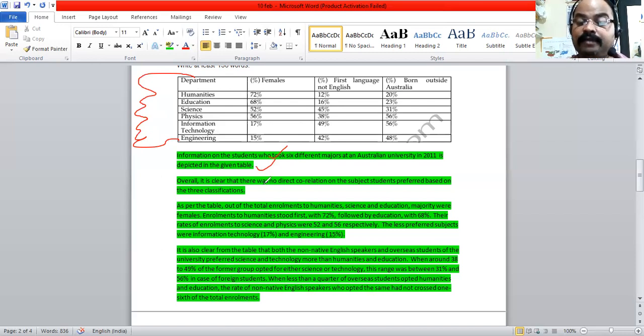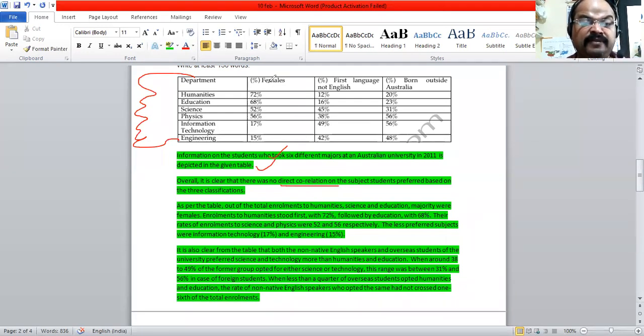So what we have done is that there is no direct correlation. The way these three category students select the particular subjects, we cannot understand, is there a pattern? No, I don't understand any specific patterns that they have taken. So this is what we have said.